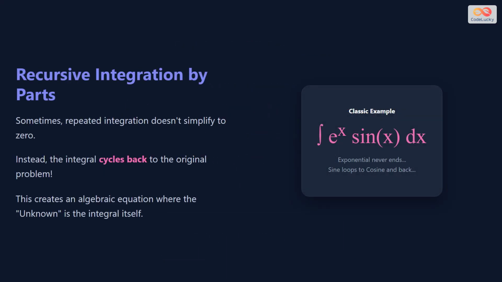Now let's look at a different beast, recursive integration. Sometimes, repeated integration doesn't simplify the expression to 0. Instead, it cycles back to the original problem. A classic example is the integral of e to the x sine of x.